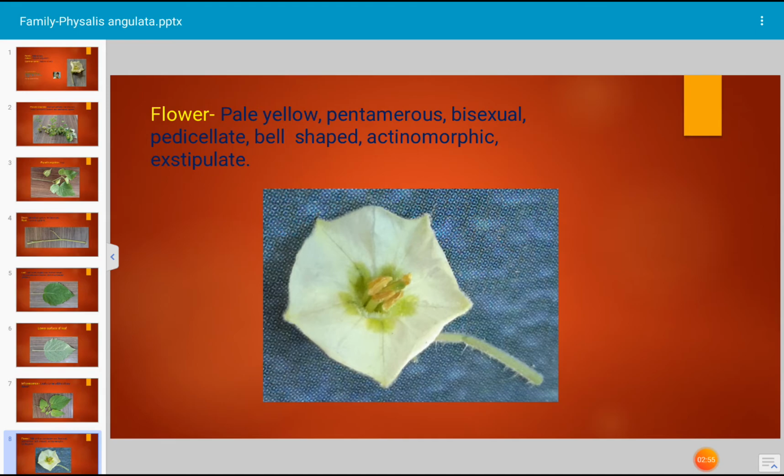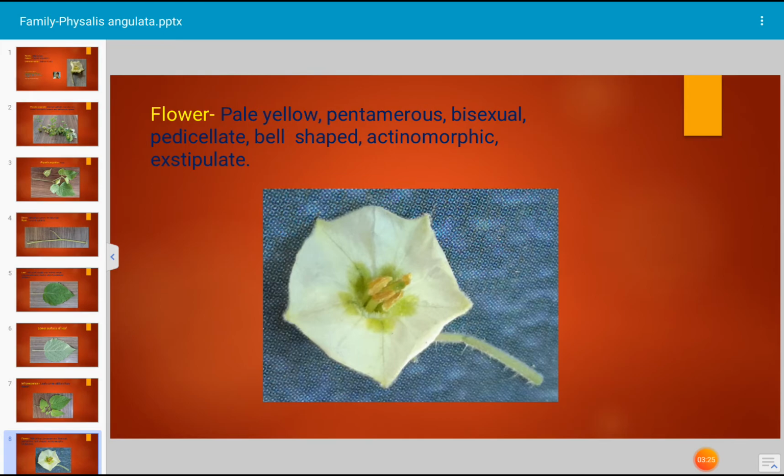Color of the flower is light pale yellow. Flower is pentamerous. Penta means five. Five petals are there, and it is a bisexual flower. Bisexual flower means male and female parts are present. Male part, that is androecium, is present. Female part of the flower, that is gynoecium, is also present in the flower. Therefore such a flower is described as hermaphrodite, or bisexual flower.